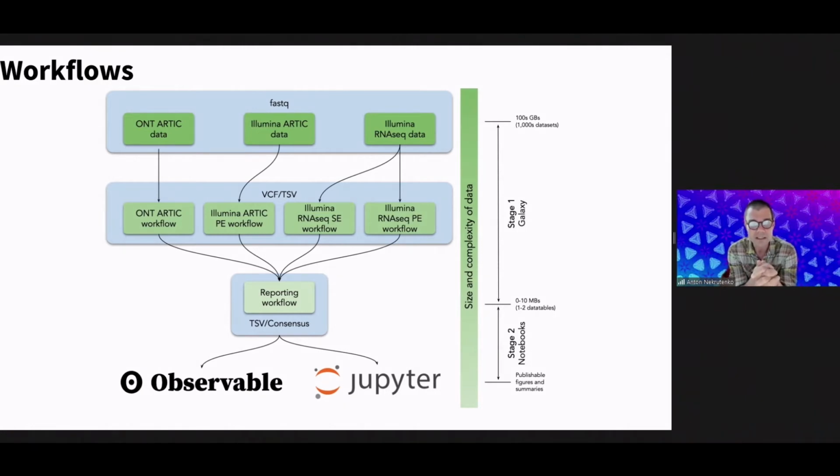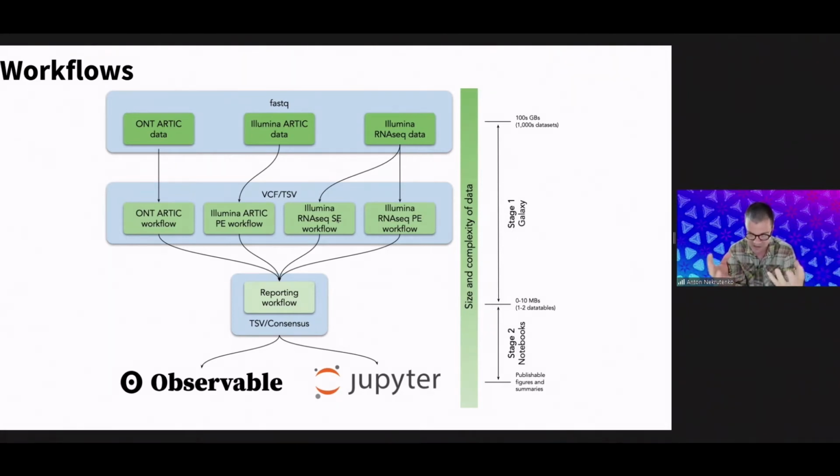So most of the COVID data comes in the form of amplicon-derived sequencing using ARTIC protocols or other protocols. And it comes primarily from two technologies, Illumina and Oxford Nanopore. There's a small amount of data coming from other technologies, such as Ion Torrent or PacBio, but mostly it's Illumina and ONT. And so as a result, we developed workflows for ONT for ARTIC data, for Illumina for ARTIC data, and also for metatranscriptomic data.